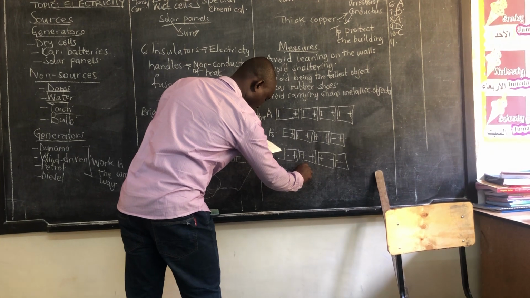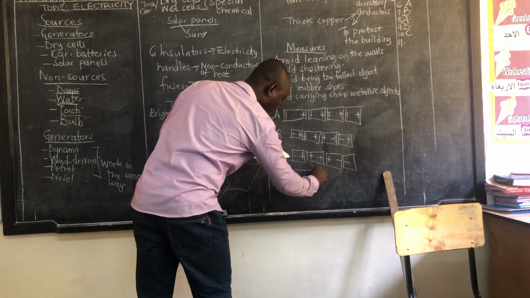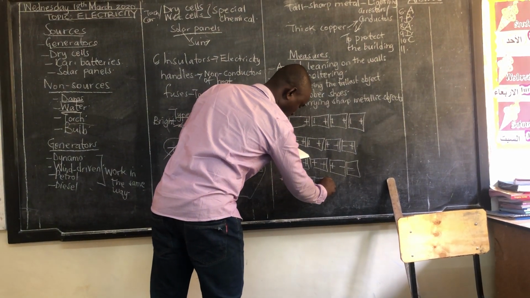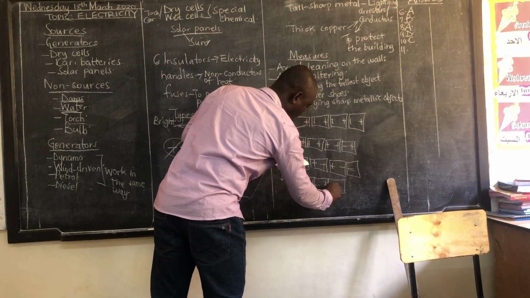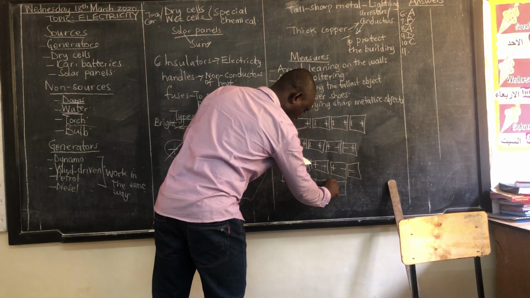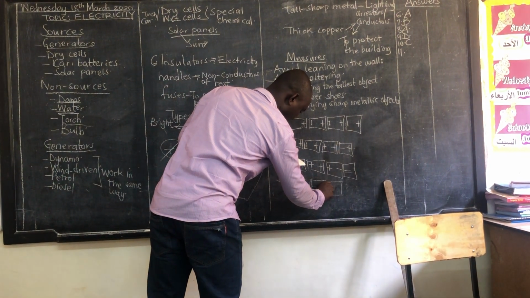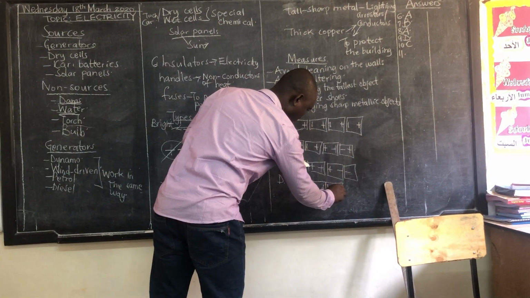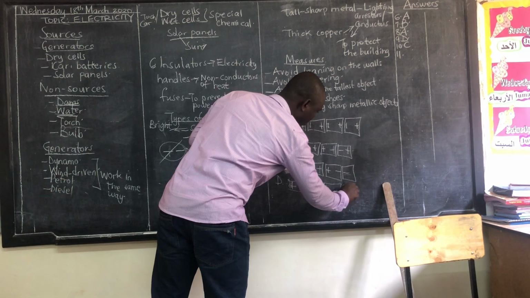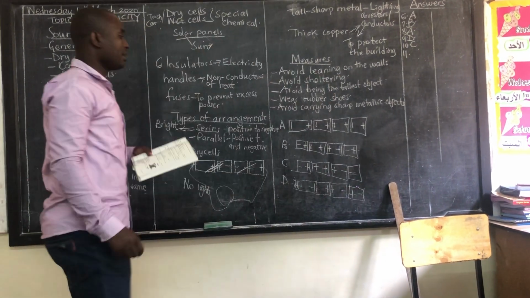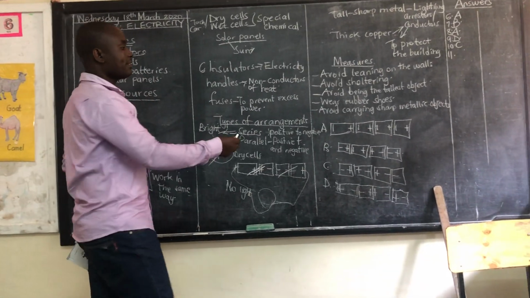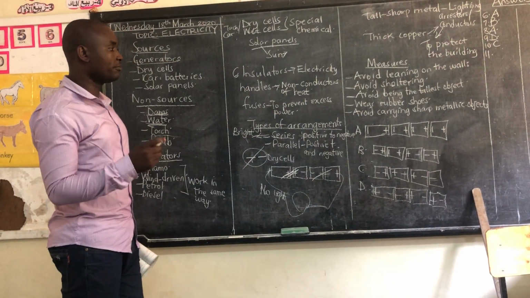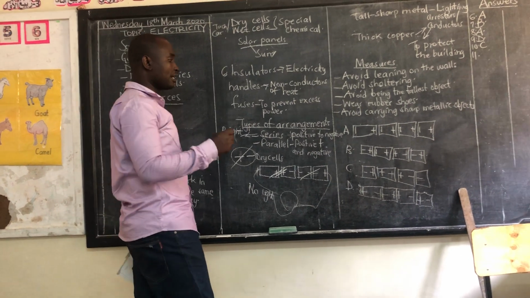Then the last one, D, we have positive, negative, negative, positive, then positive, negative, then positive, negative. As we had said earlier, whenever you see two terminals which are the same, whether positive, positive, or negative, negative, they cancel each other.